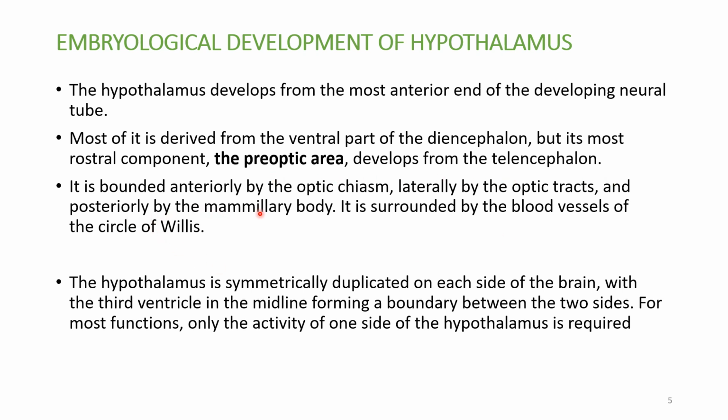It is bounded anteriorly by the optic chiasm, laterally by the optic tracts, and posteriorly by the mammillary body. It is surrounded by the blood vessels of the circle of Willis. The hypothalamus is symmetrically duplicated on each side of the brain, with the third ventricle in the midline forming a boundary between the two sides. For most functions, only the activity of one side of the hypothalamus is required.